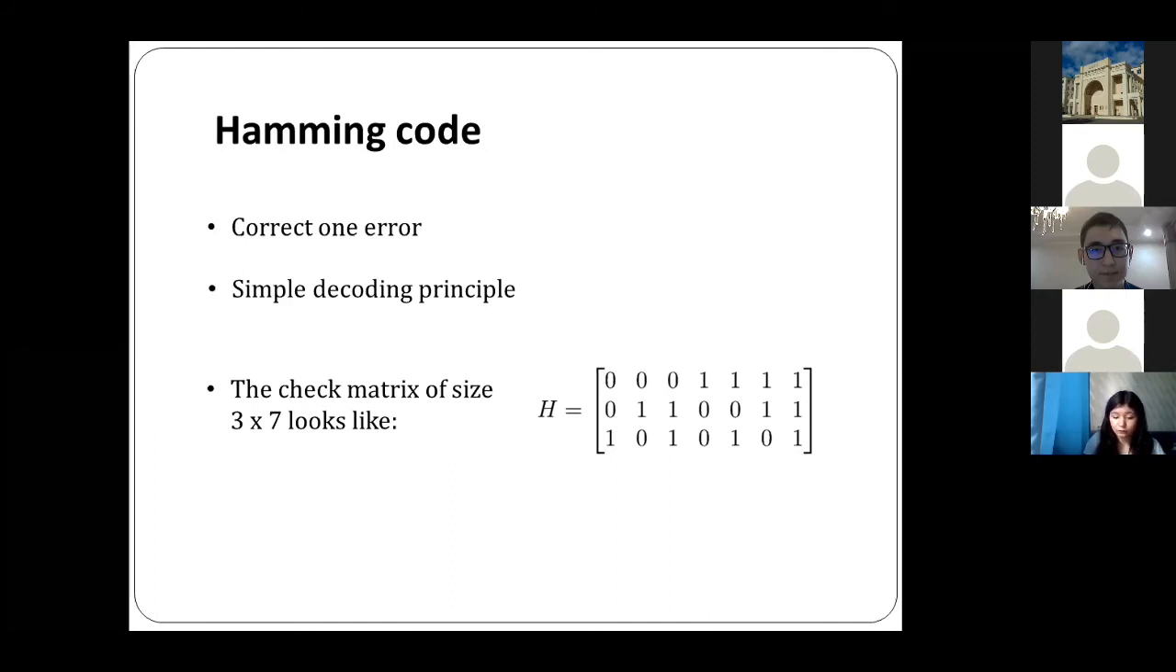That is, if, for example, the error occurred in the 5th position, then the 5th column of the check matrix will be the syndrome. This means that in the error vector, 1 will be only in the place where the number of the column of the check matrix coincides with the error syndrome. For our example, it is the vector 0, 0, 0, 0, 1, 0, 0. This property of Hamming codes makes decoding very easy.